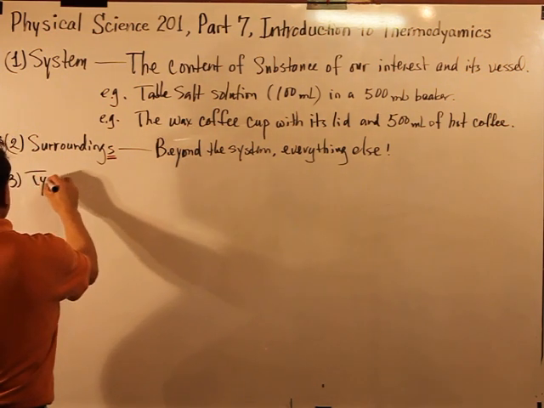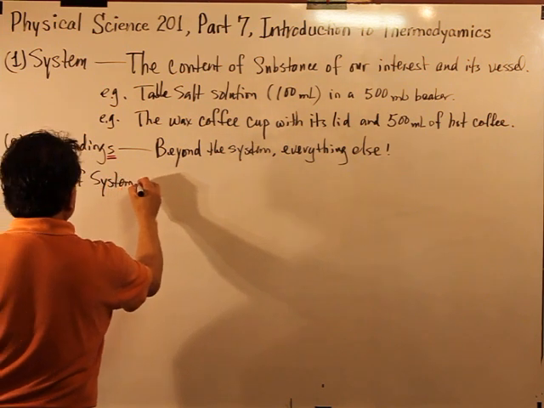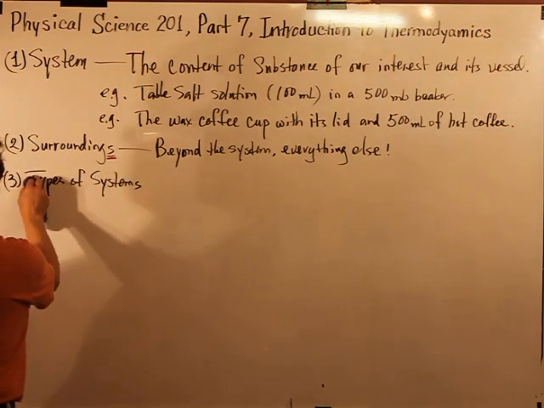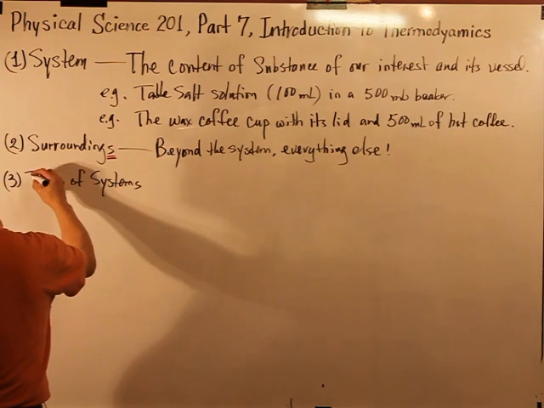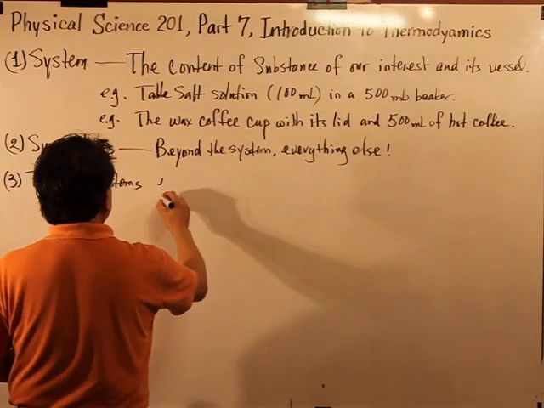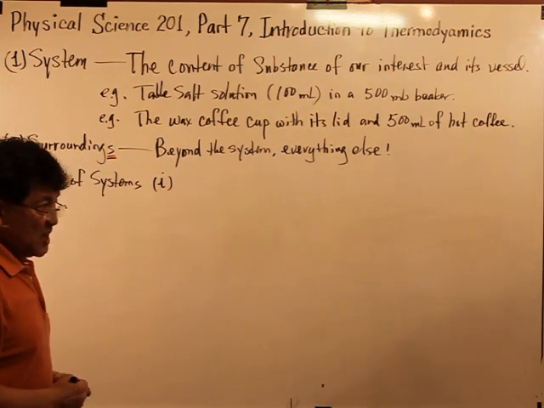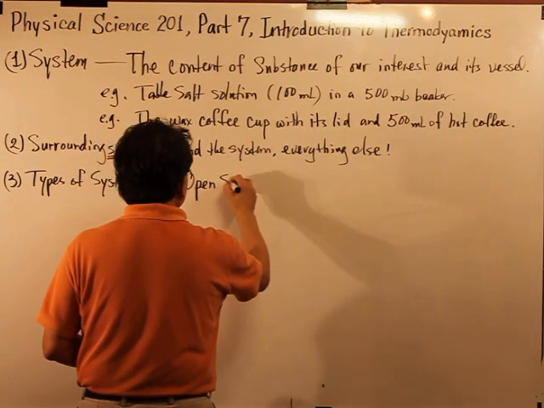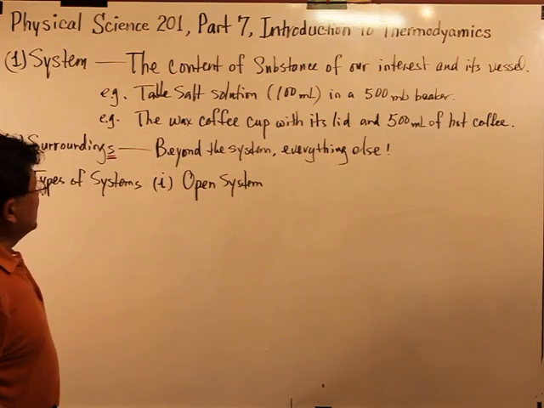We talk about types of systems. Now how many types of systems are there in thermodynamics study? There are 3 of them. Number 1 system is what? It's the open system. We call it open system. Right? Open system is what?